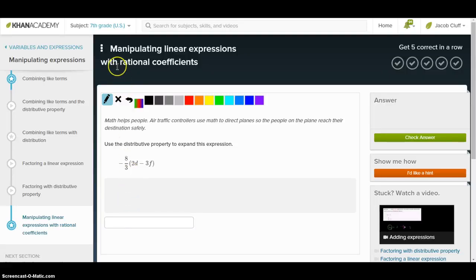Hello, so you can see that this video is about manipulating linear expressions with rational coefficients, and we're asked in this problem to use the distributive property to expand this expression. So what we're going to do is get these two pieces of the function and put them together.